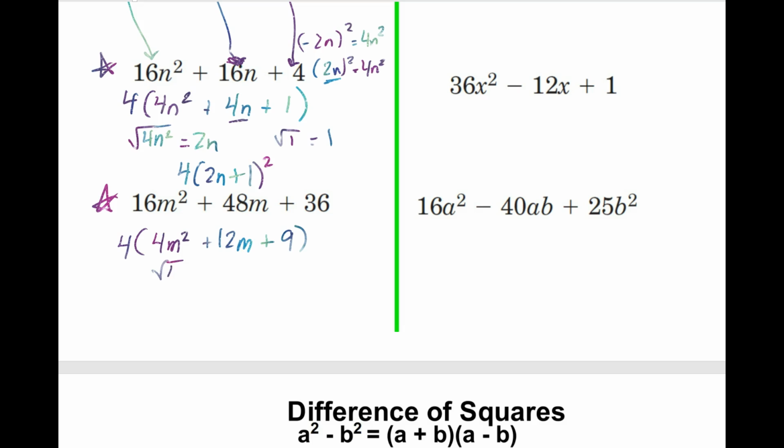Now, in the future, I expect y'all to do some of this in your head. You don't have to write all this out. The square root of 4m squared is 2m. The reason we're doing that is so we don't forget our variable, because some of us will. The square root of 9 is 3. 2m times 3 is 6m, which is half of this.